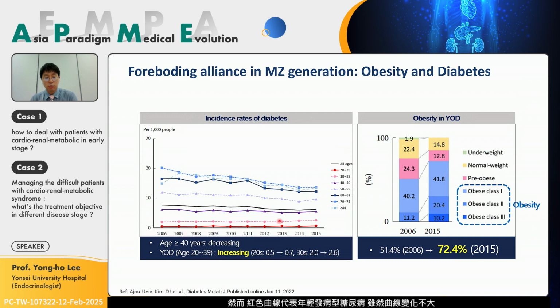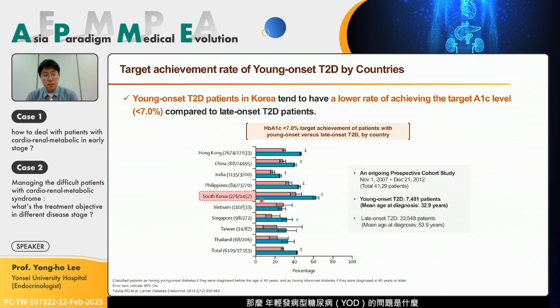But when you look at the red panel, this is a really low flat, but the actual number is increasing in the young onset diabetes. And what's the problem in young onset diabetes? You can see these are the paper from Juliana Chan from Hong Kong, and these are the young onset diabetes who are controlled with HbA1c levels under 7%. And the pink bar indicates young onset diabetes, and green bar indicates elderly diabetes.